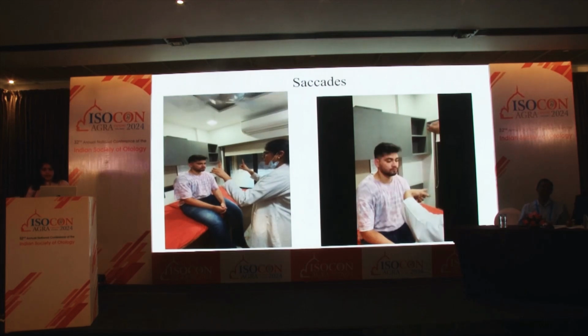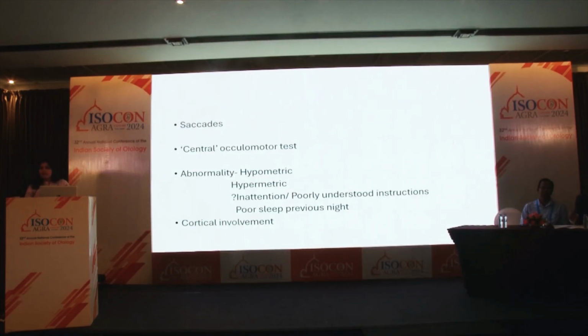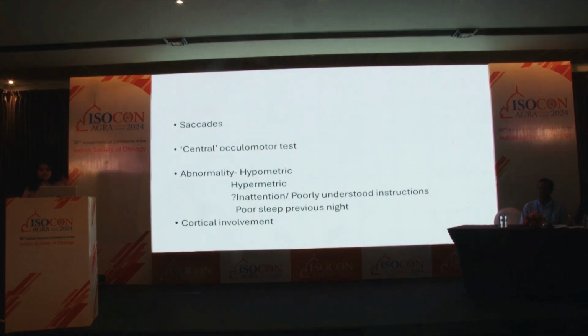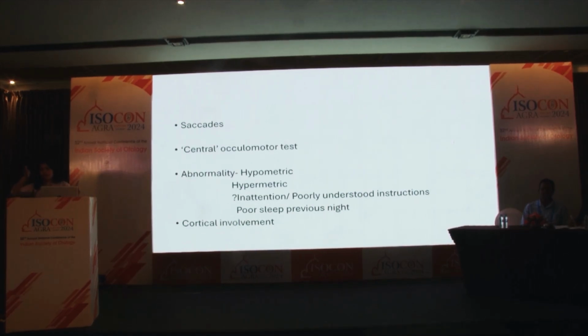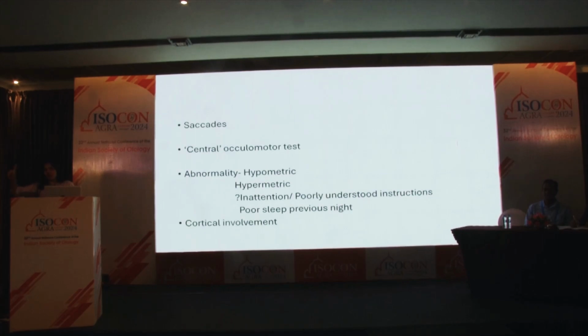Okay, anyways. So saccades, why is it important to do saccades testing? Because it is one of the central oculomotor tests. What I mean by this is, if let's say you get hypometric saccades. Now, what do I mean by hypometric? That means, let's say I ask the patient to look to the right finger. The patient's vision will stop short of the finger and then make a step and go to the finger. So that is a hypometric saccade.